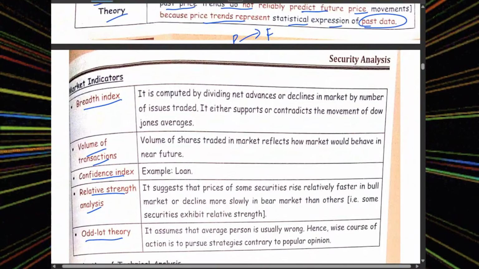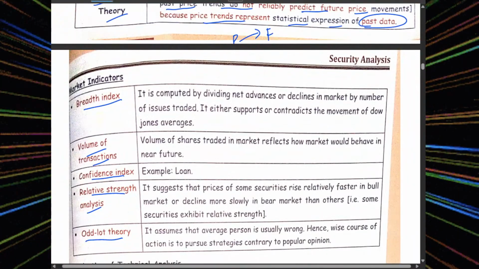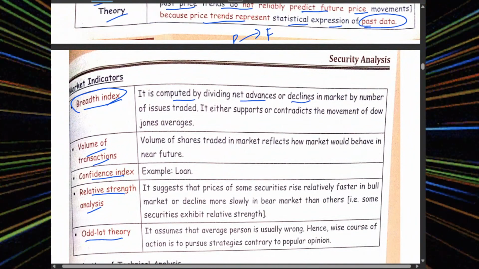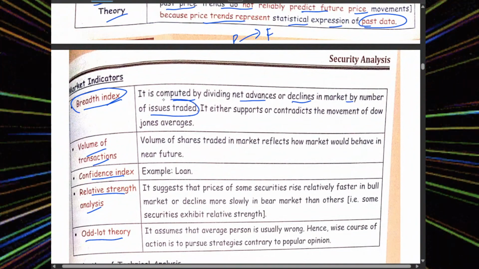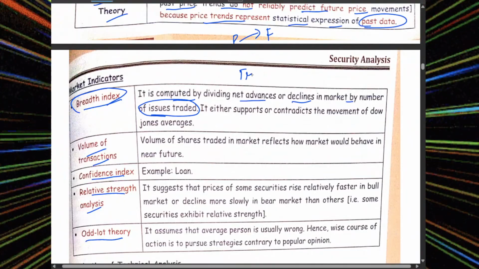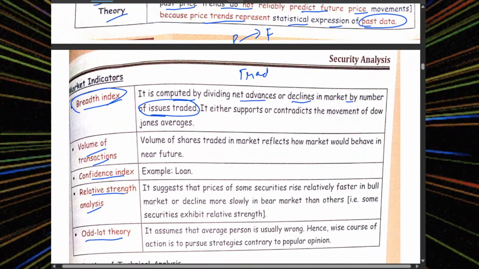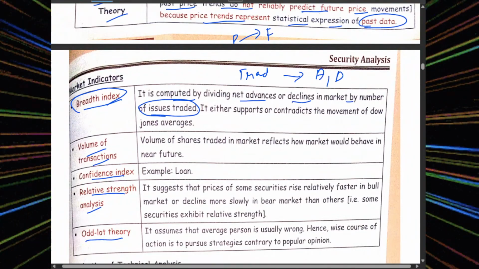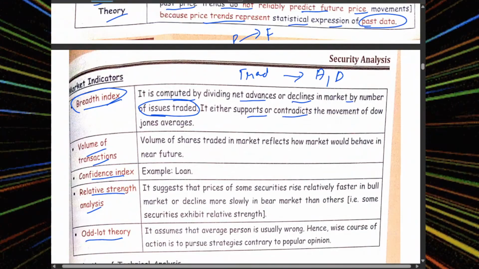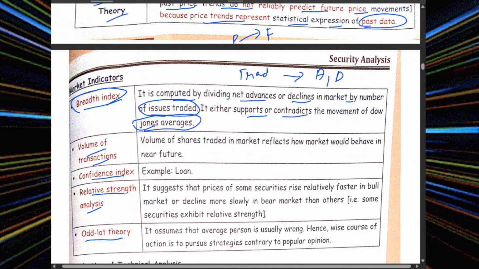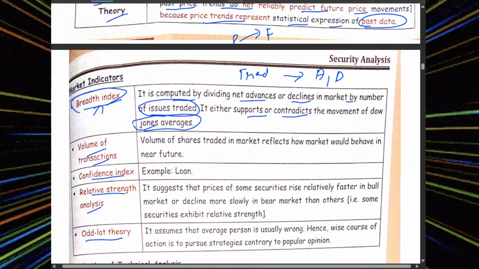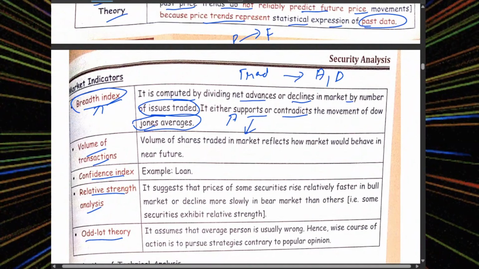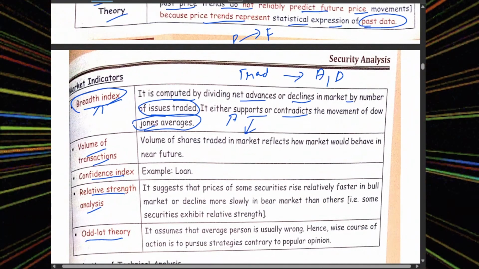So the market indicator we want to see is breadth index. What is that breadth index? It's computed by dividing net advances or net declines in the market by the number of issues traded. From that, dividing the net advances and net declines, we will find this breadth index. It either supports or contradicts the movement of the Dow Jones average. The breadth index says whether it will support or contradict it. So Dow Jones theory and breadth index can both be used.